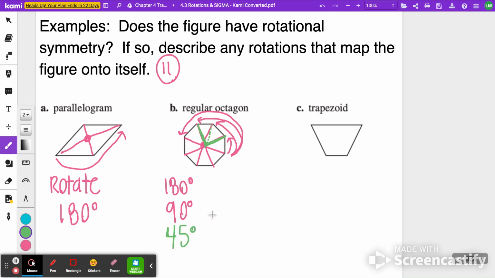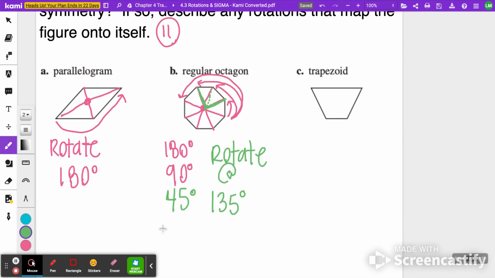So because you can rotate every 45 degrees, you can also rotate 90 degrees plus 45, which would give you a 135-degree rotation. So all of these could be rotation points. Okay. So we can rotate at 180, 135, 90, and then 45 degrees. One way you can also think about this is a full circle is 360 degrees, and we have 8 sides. So when you divide 360 by 8, you get 45, and that's each rotation of degree measurements. Okay, and that just works with regular figures.